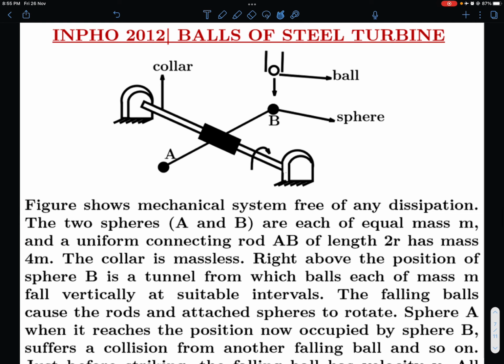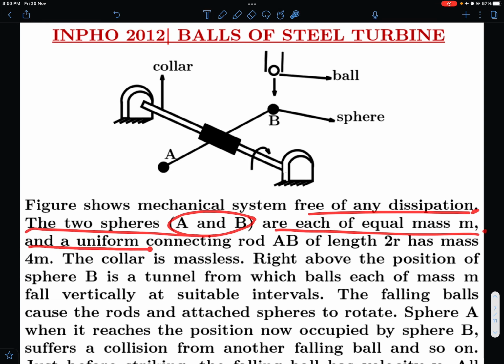In fact, I have modified the language a little bit to accommodate it in short, but I have kept the entire essence of the question intact. So let me read out the question for you. Figure shows a mechanical system free of any dissipation. Two spheres A and B, each of equal mass m, and a uniform connecting rod AB of length 2r has mass 4m. So what's happening?